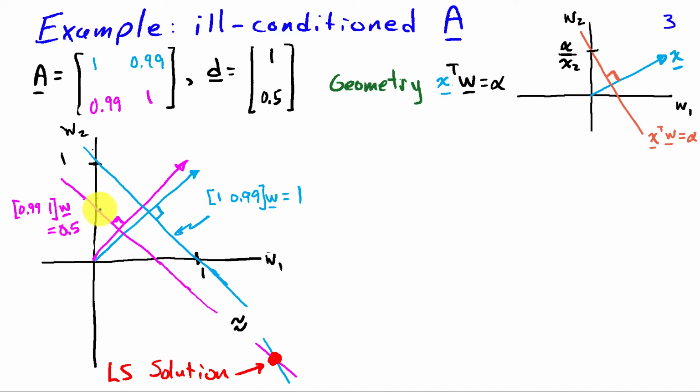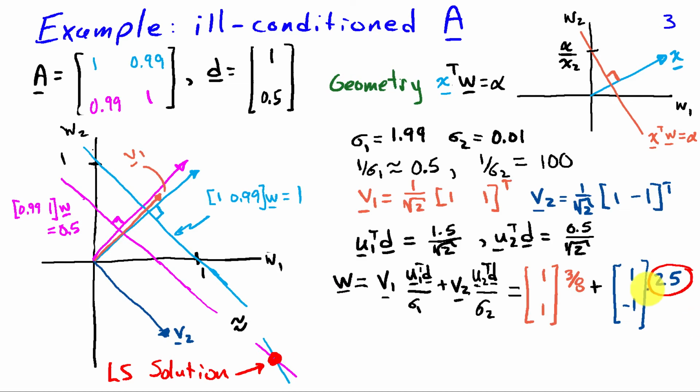What you observe is that these two lines are not perfectly parallel, because the blue and the pink vectors in A are distinct, but they're close to parallel, so the solution is actually some distance away from the origin. Eventually they will cross. So we look at this in terms of the singular value decomposition.